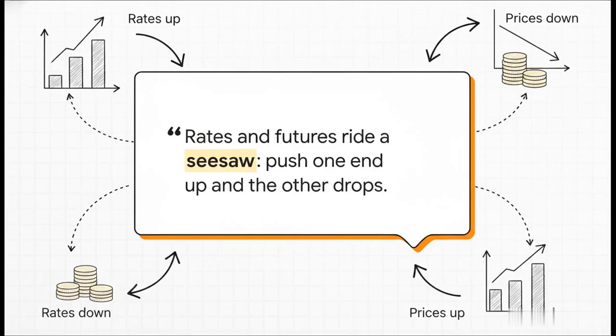I want you to memorize this exact phrase. Like, read it out loud with me right now. Seesaw. Push one end up and the other drops. Rates up, prices down. Rates down, prices up. They never point the same way. Seriously, do not try to invent your own clever analogy for this on the test. Stick to the seesaw. It is completely foolproof.